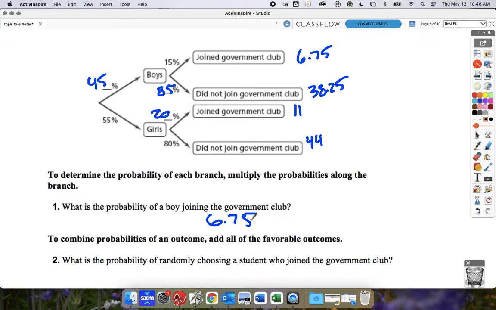What is the probability of randomly choosing a student who joined the government club? Never mind, that was the wrong one. So this is the probability of randomly choosing any student that joined the club. This percentage joined the club, and this percentage joined the club. So what is the total percentage of people joining the club? 17.75%.